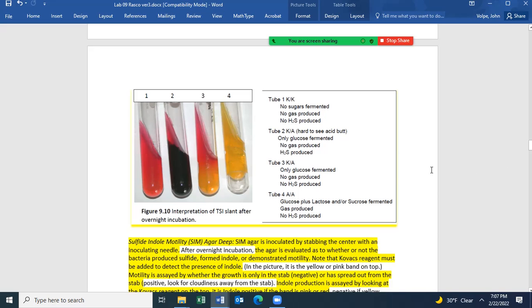All right, so TSI is complicated because you're running more than one test. We're looking at glucose fermented. We're looking at glucose and one other sugar fermented. We're looking at hydrogen sulfide being produced, and we're looking at gas production. And all of these are going on at the same time.